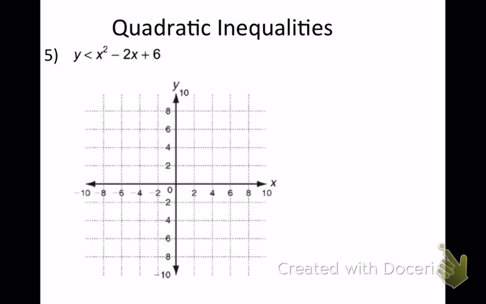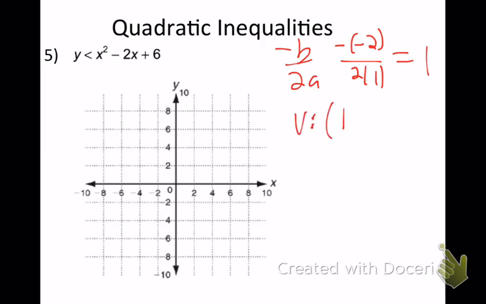Katie, give me the axis of symmetry. What'd you do? So you have negative, parentheses, negative 2 over 2 times 1, right? Which is 1. So you take 1 and plug it in. What do you get for the vertex? (1, 5). So I plot (1, 5). Awesome. Then you do the y-intercept, Katie. What's the y-intercept going to be?